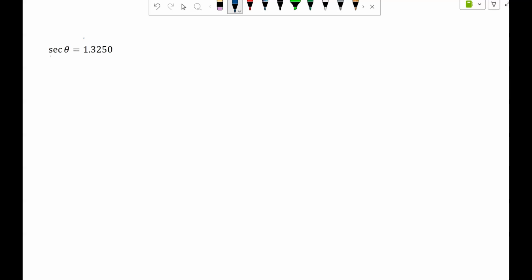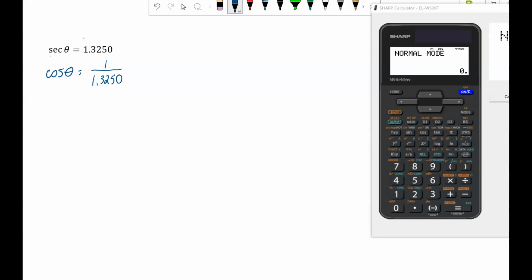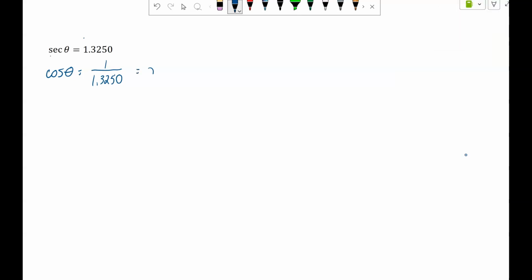All right, since secant is the reciprocal of cosine, I can say that cosine of the same angle theta is 1 over this, 1.3250. And the reciprocal of 1.3250 is, we'll use the reciprocal button, 0.7547. I'm not writing it all down. I'm going 4 digits every time.